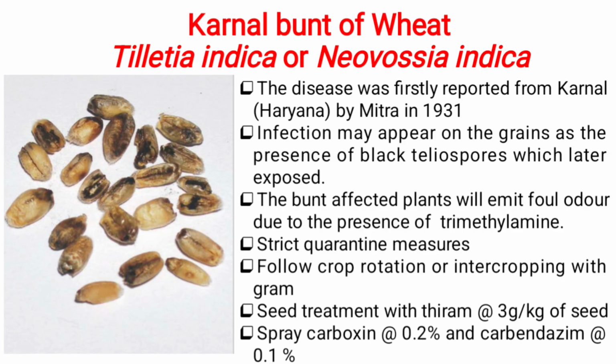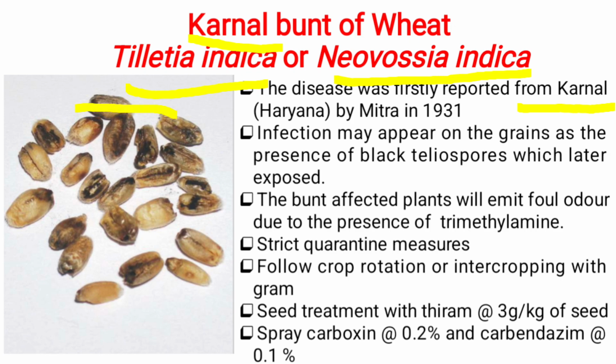The next disease we have is also a very important disease, and it is named after a location in Haryana known as Karnal, because it was first discovered by Mitra in 1931 from the Karnal region of Haryana, and that is why it is known as the Karnal bunt of wheat, which is caused by Tilletia indica. So you can remember that stinking smut or hill bunt is caused by Tilletia foetida and Tilletia caries, but since Karnal bunt has been reported from India, it is known as Tilletia indica, and now its name has been changed from Tilletia indica to Neovossia indica.